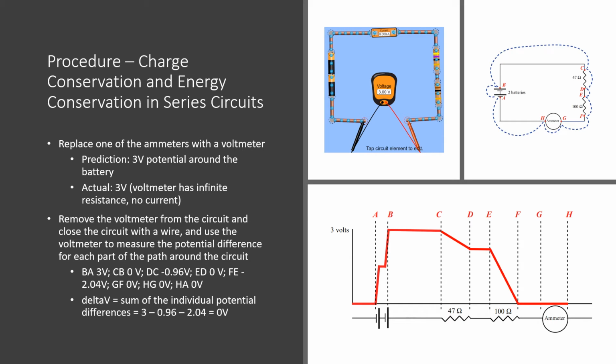Delta V is equal to the sum of the individual potential differences, which is equal to 3 minus 0.96 minus 2.04, which is 0 volts.